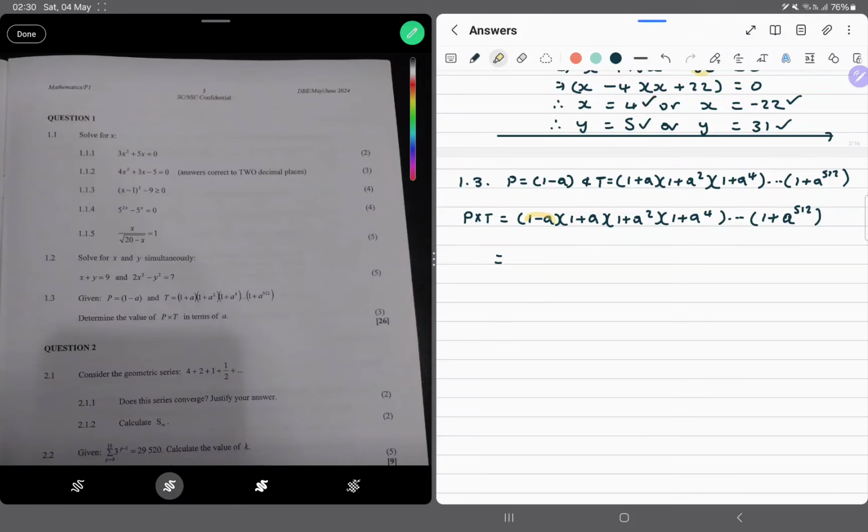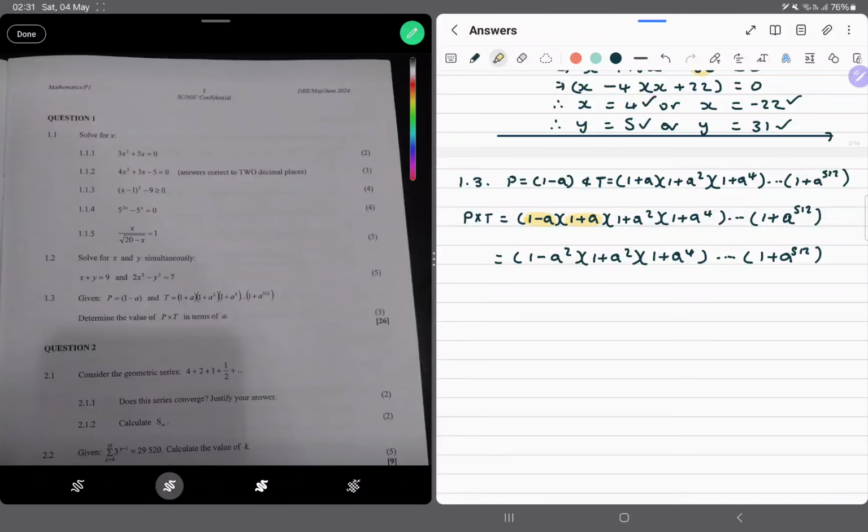You will notice that technically we've got a difference of 2 squares here. So we can do a reverse operation on that by contracting it. So it's going to be 1 minus A squared into 1 plus A squared into 1 plus A to the 4 into 1 plus A to the 512.